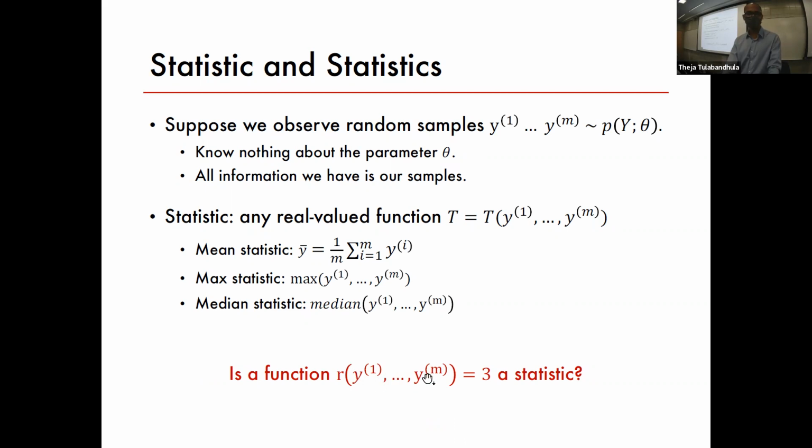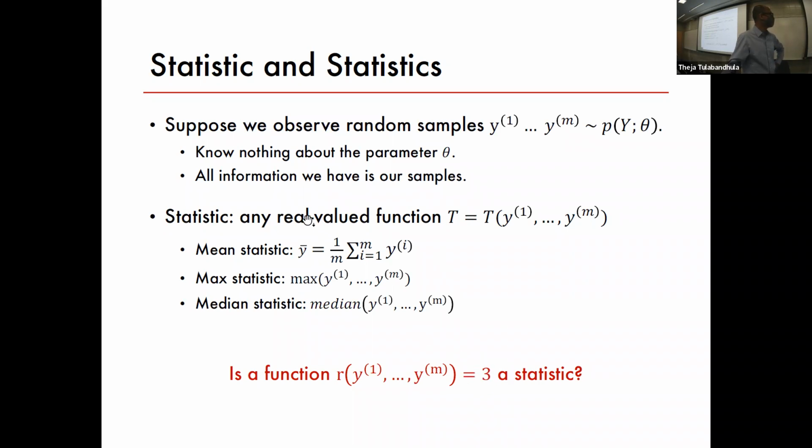It's a function of the data, but the function is such that it's always producing the number 3. Think of a Python function which just returns 3. It doesn't matter what intermediate computation is happening. Do you think that's a statistic? It's not changing. The output doesn't change. A function can always produce the same number irrespective of what the input is. That's a constant function. This is a constant function.